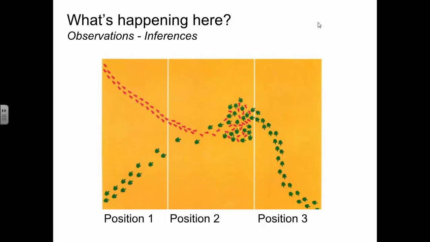Observation? Jake? The red tracks stopped. There's no more red tracks, okay. Another observation? Elizabeth? Green tracks kept going. Inference?